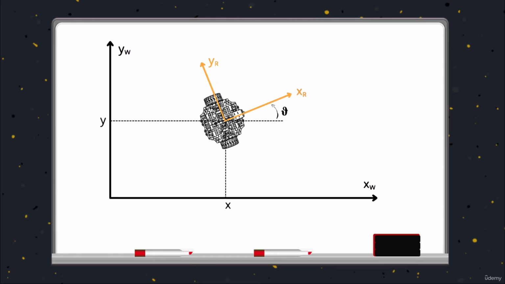Together, these three variables express the pose of one reference frame with respect to another, and therefore, since we consider that the frame R is attached to the robot and moves along with the robot, these three variables also represent the pose of the robot as it moves in the two-dimensional space.